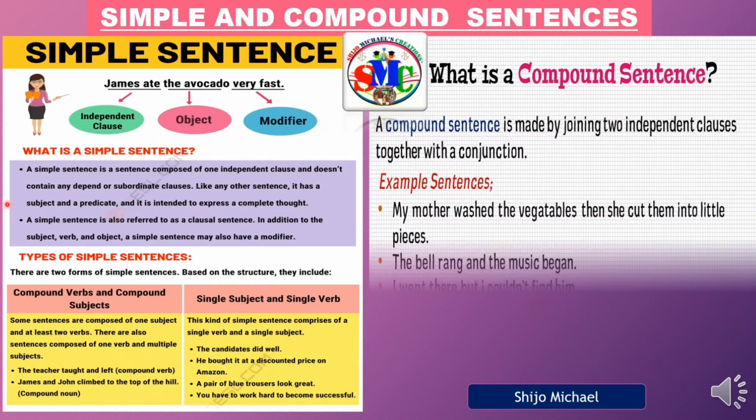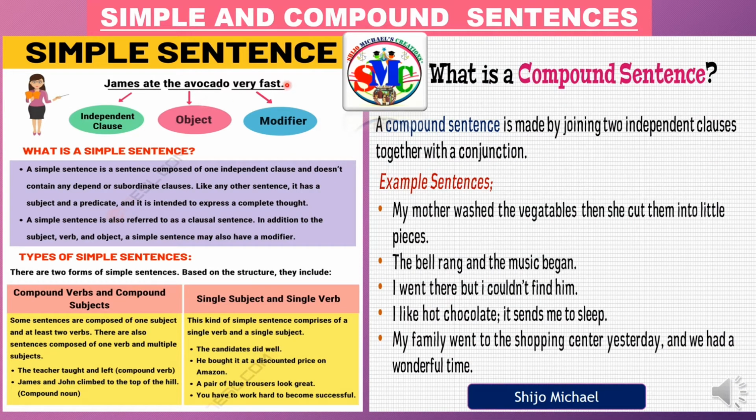Now let us study what is a simple sentence. Let us start with an example. James ate the avocado very fast. Here you can see James ate, that is an independent clause. Object is the avocado and modifier. And it is complete in meaning and there is only one clause. So this sentence is known as a simple sentence.